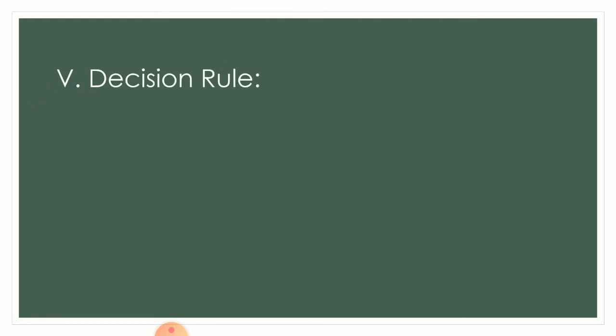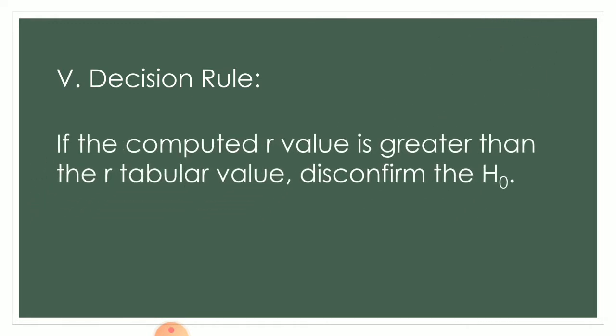Then, for the decision rule, if the computed r value is greater than the r tabular value, we reject H0. Our r tabular value from a while back is equal to 0.632. And the r computed value is 0.949. So the r tabular value is less than the r computed value. Therefore, accept the alternative hypothesis and reject the null hypothesis.